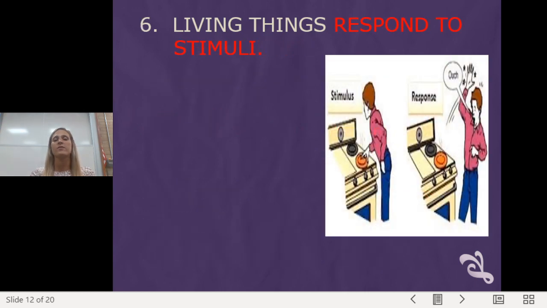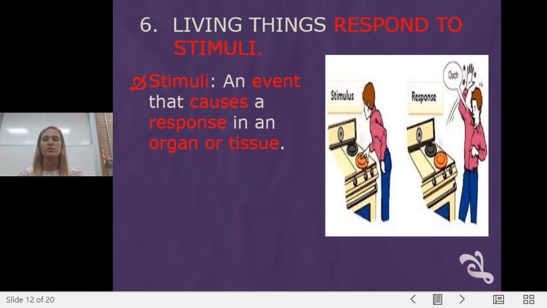All right, 6, living things respond to stimuli. Okay, so in this picture, you can see we're giving an example of a stimulus. Stimuli is an event that causes a response in an organ or a tissue. And in this case, we've turned on the stove burner and it is what? It's hot, okay? And this person is apparently checking the temperature of the stove coil, which I would not recommend. Do not try at home. She touches the hot plate and her response is, ouch, that is really hot and I burned my hand, okay?